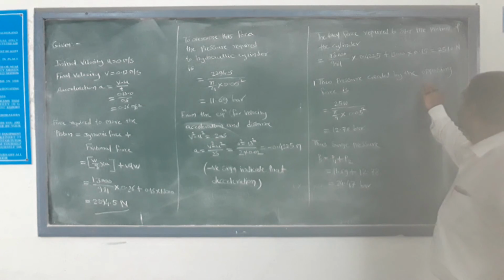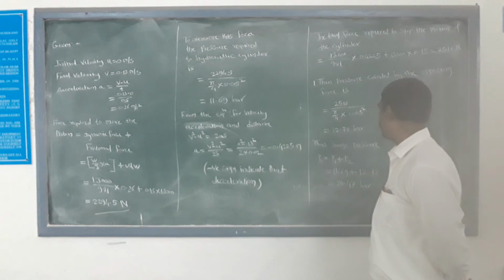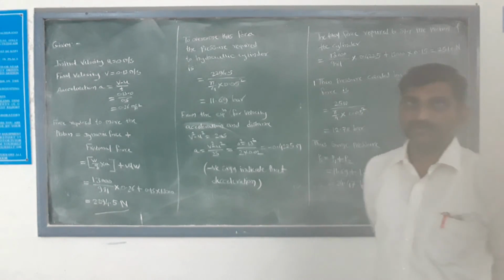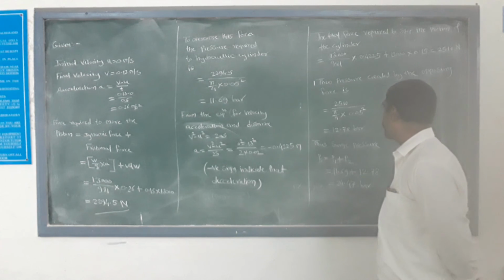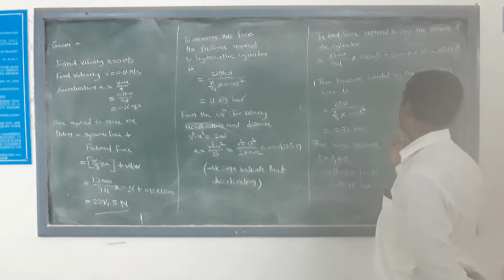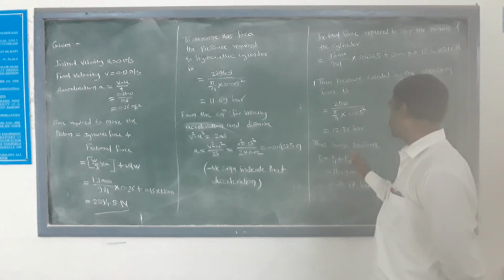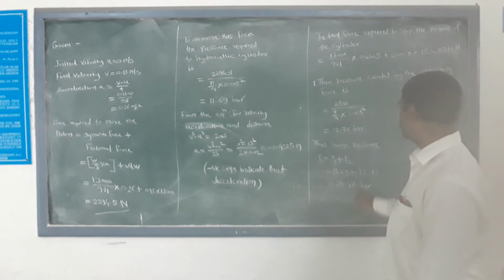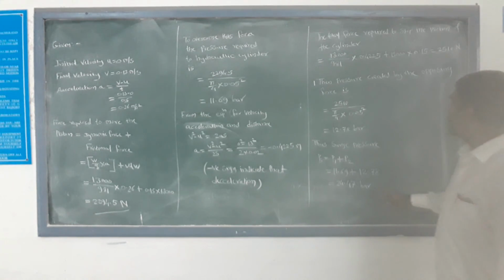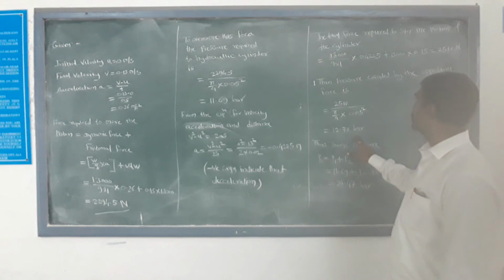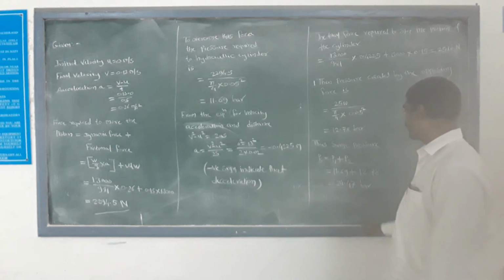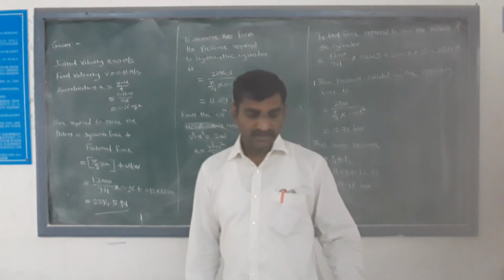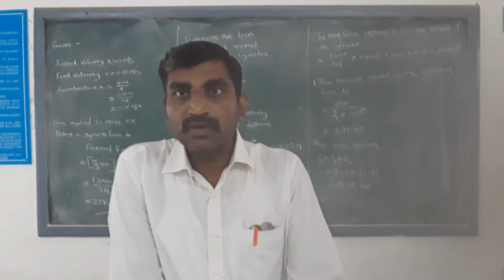Then the pressure created by the opposing force is 2510 upon pi by 4 into 0.05 squared, which is 12.78 bar. After that, find the surge pressure Ps equal to P1 plus P2. So 11.69 plus 12.78 equals 24.47 bar. In this way, we have solved this problem.